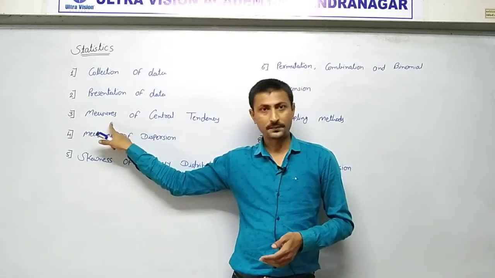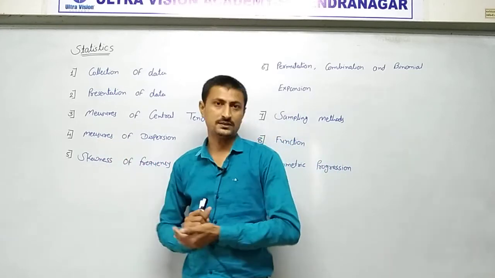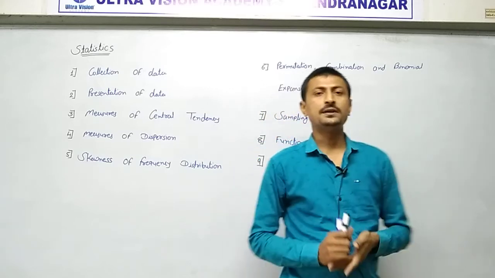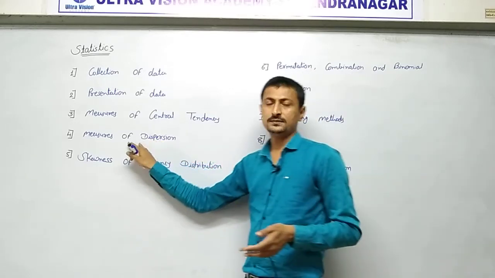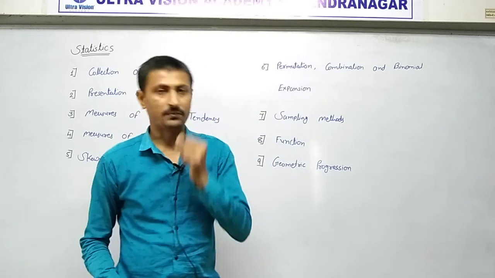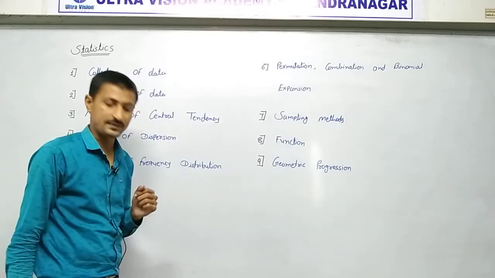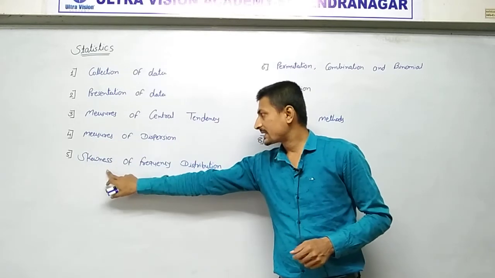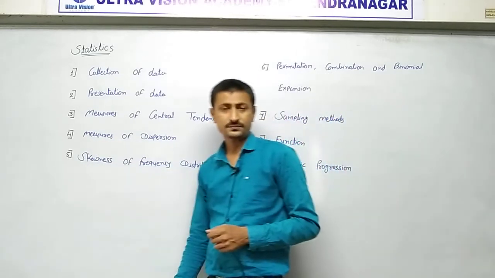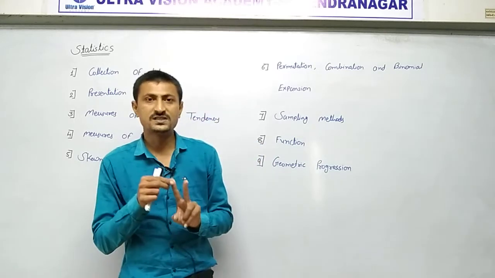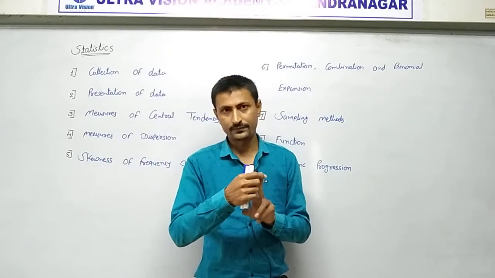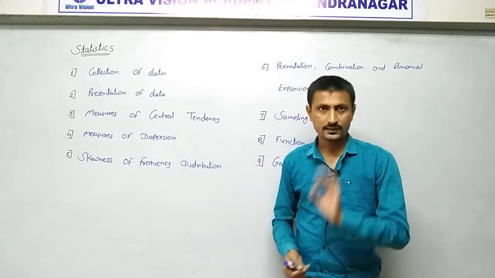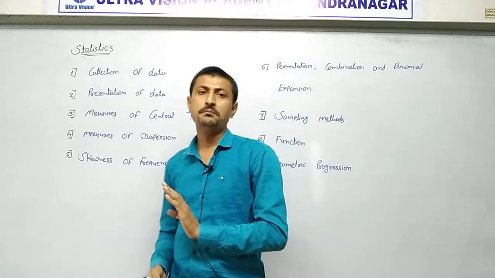Study chapter number 4, measure of dispersion. Based on the mean, median, mode and different positional averages, we study dispersion. In chapter number 4, measure of dispersion, we find out standard deviation and variance. Then skewness of frequency distribution. Mainly two types of skewness, positive and negative, are studied in this chapter, with two different methods, Pearson method and Bowley method.